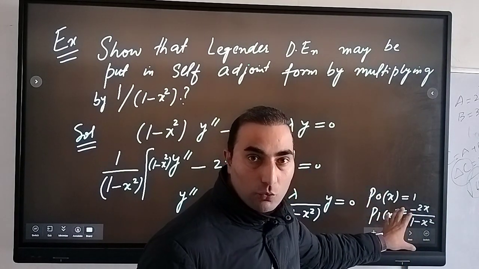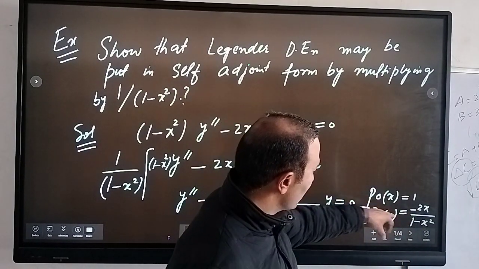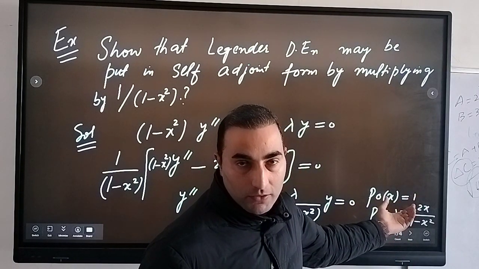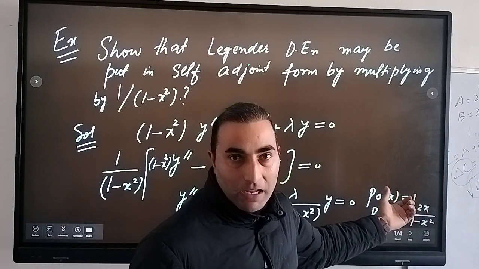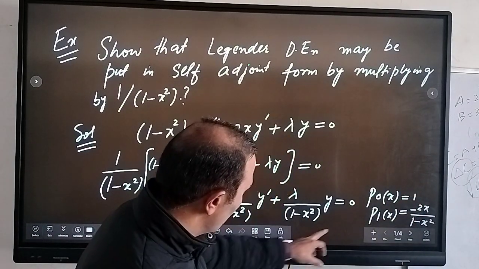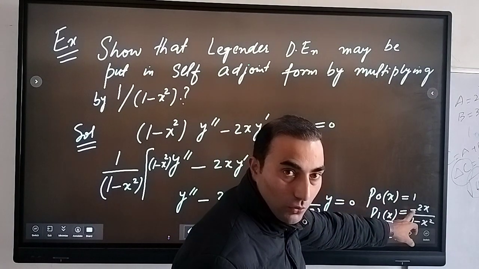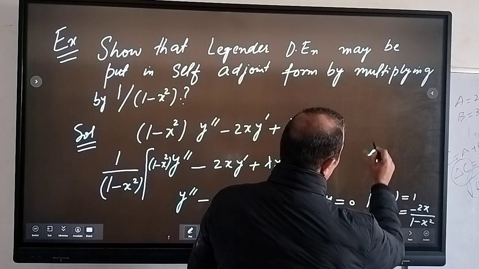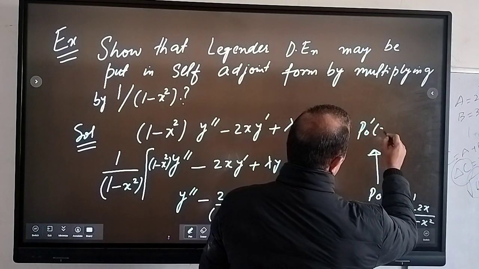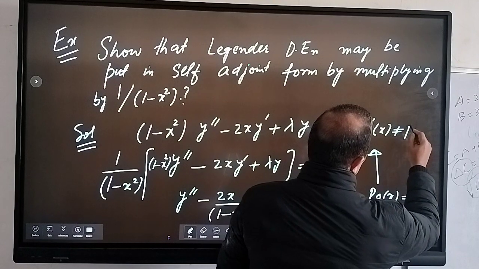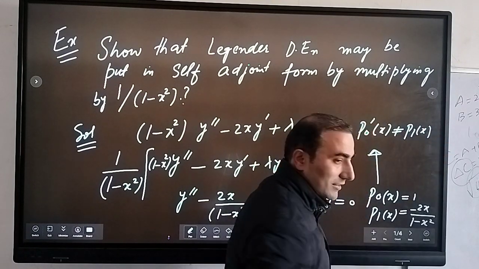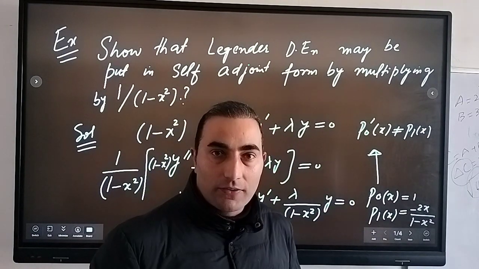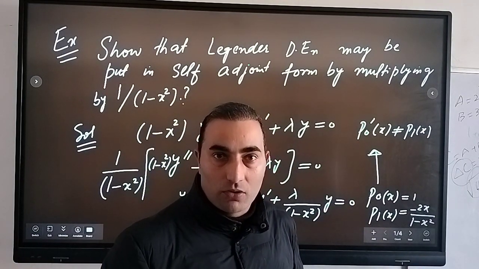From this, we need to verify whether P0 dash of x is equal to P1 of x. If so, then it is in self-adjoint form. If it is not, we need to multiply it by a factor w of x. It is clear that if you take the derivative of P0, it will be 0. So P0 dash of x is not equal to P1 of x, which means this condition is not satisfied here. So we can say that this differential equation is not in self-adjoint form.